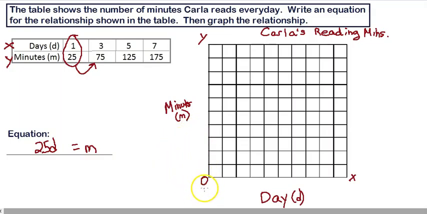So now, probably the most difficult part of creating the graph is labeling the intervals of the axes.